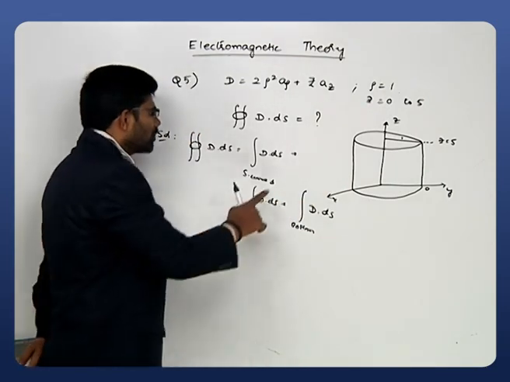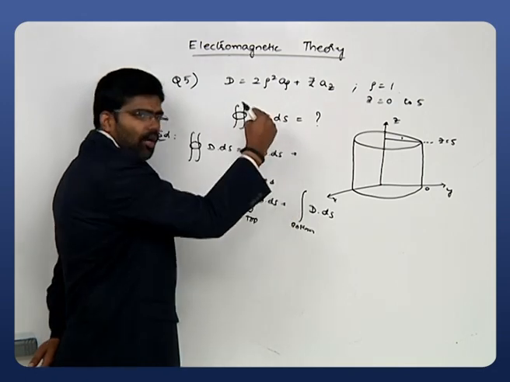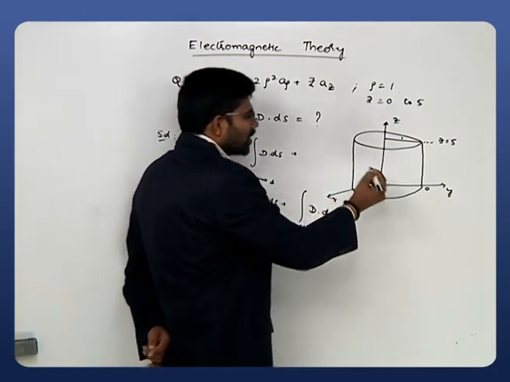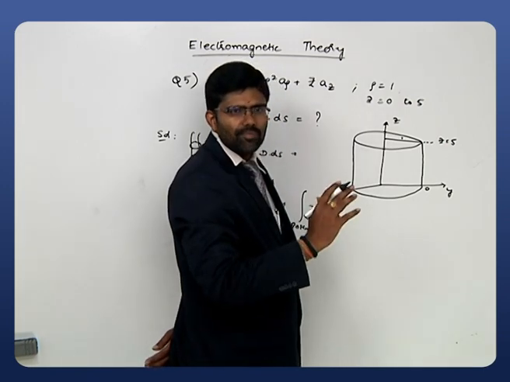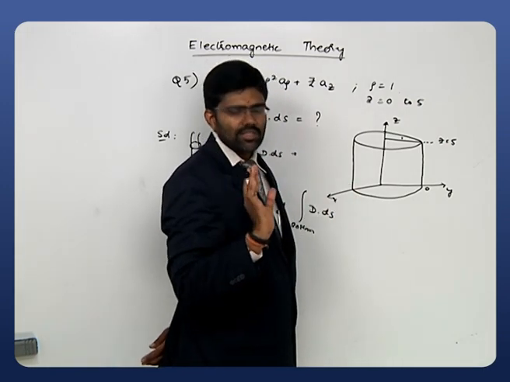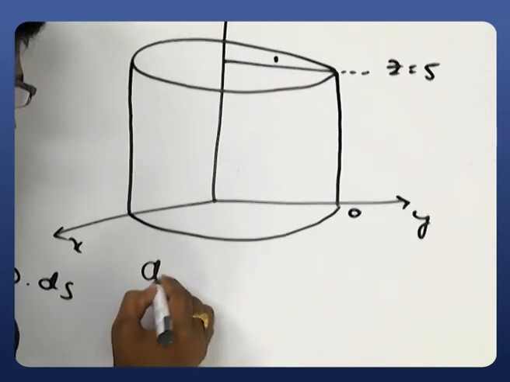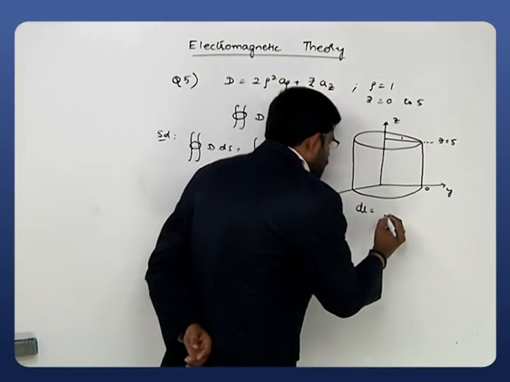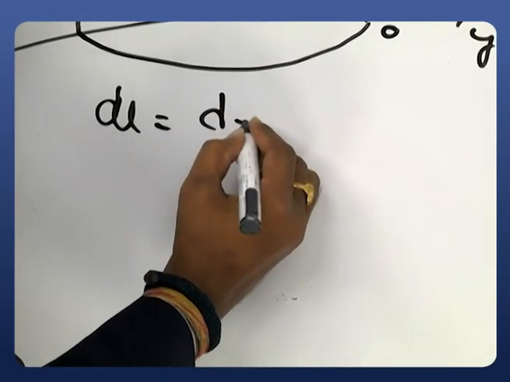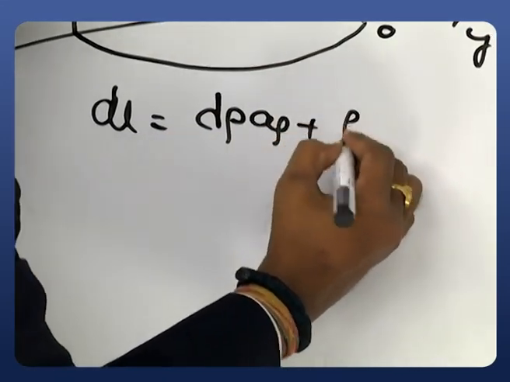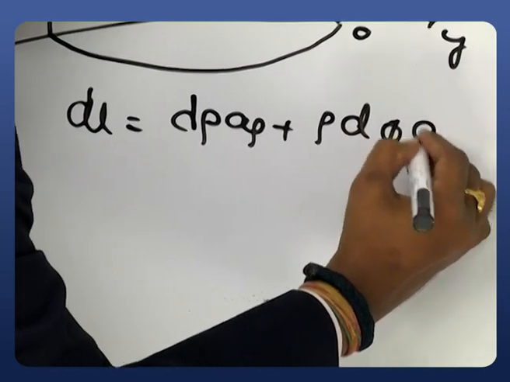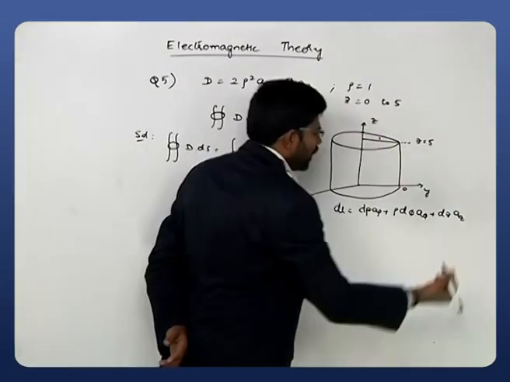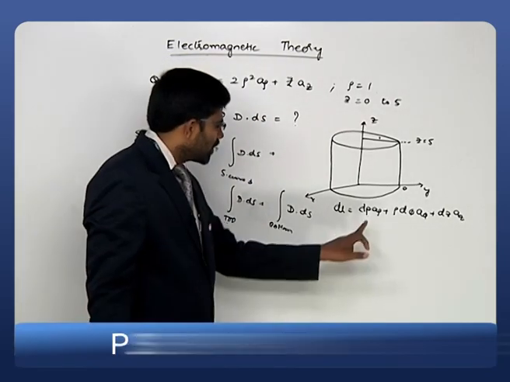Now we need to examine what are differential surfaces for top, bottom and curved. As I said, if you want to write down the differential surface for any direction, we need to remember the differential length equation. So remember the differential length equation in our cylindrical coordinate system. In the cylindrical coordinate system, the differential length is given as d rho a rho plus rho d phi a phi plus dz a z. So this is the differential length equation.